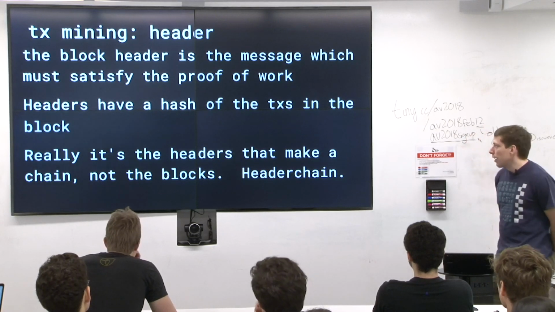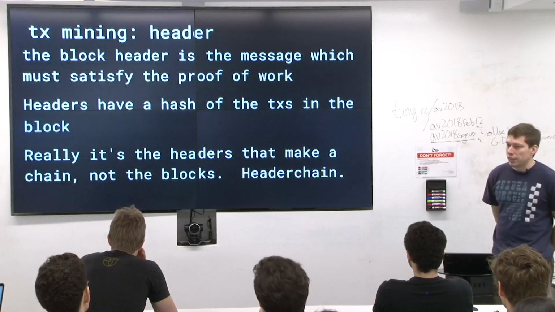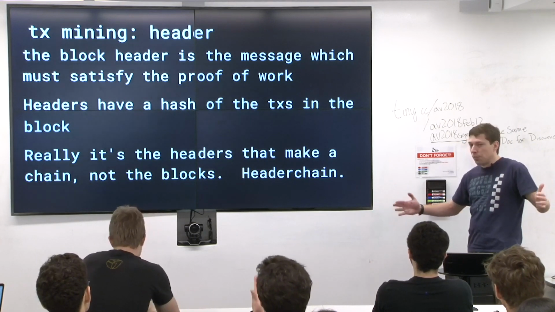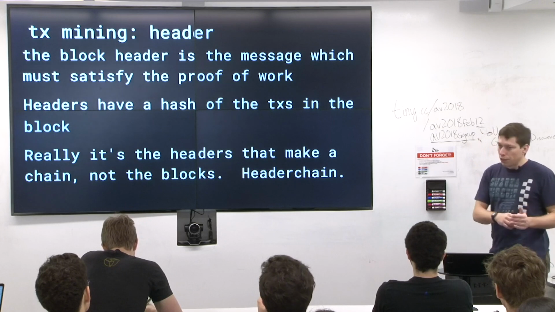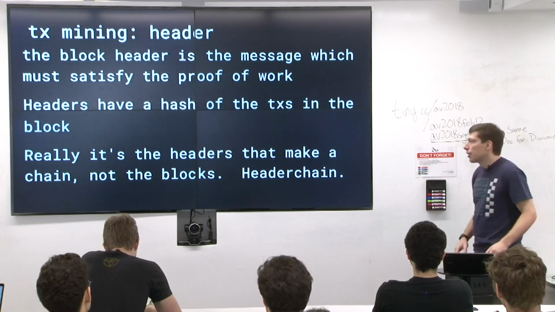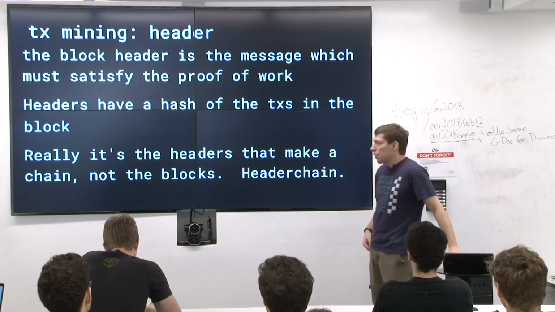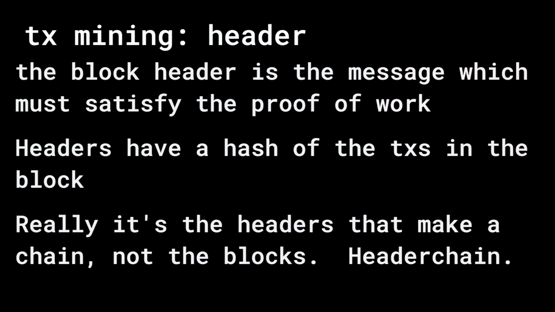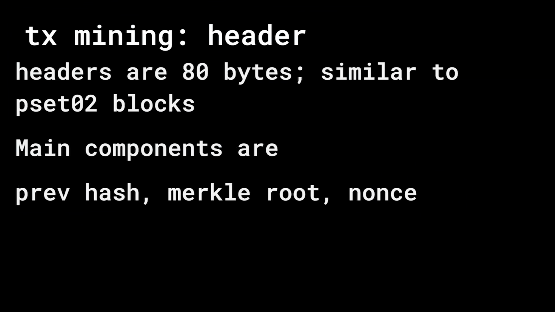And the headers have a hash of all the transactions in the block. So you don't just put all the transactions into one big, megabyte data structure, hash the whole thing, and then try to get a low output. You actually do some intermediate steps first. And what's interesting is it's actually just the headers that make a chain, not the blocks themselves. So instead of blockchain, you could call it a header chain. Okay, so I'll talk about headers.